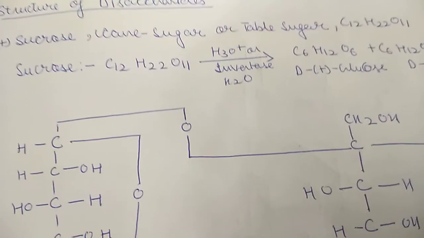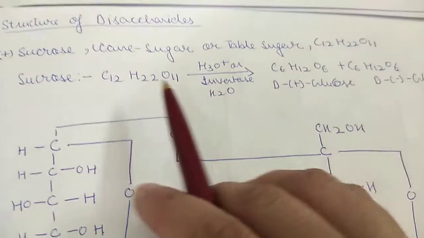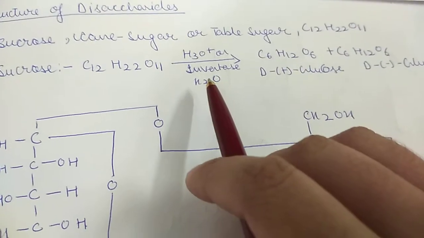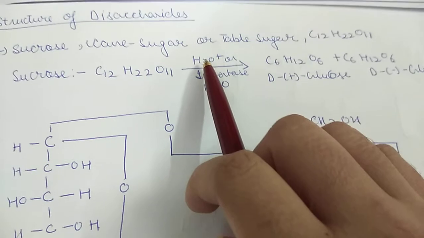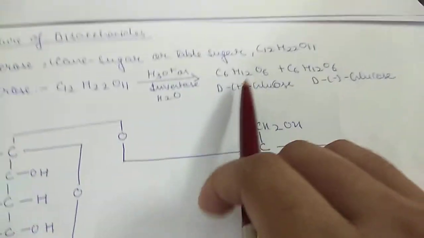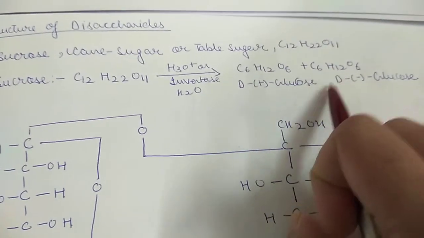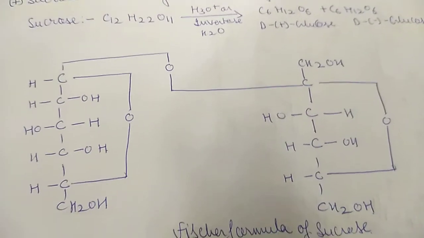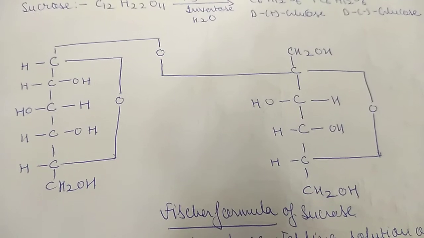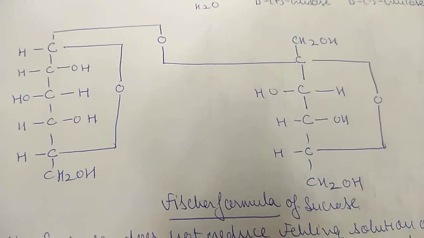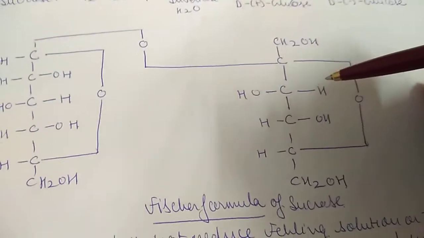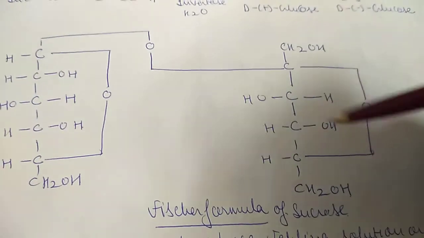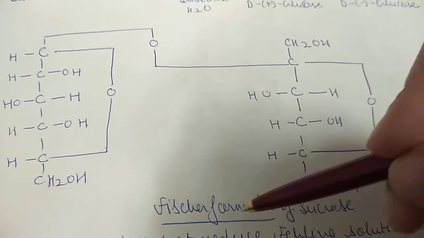C12H22O11. Sucrose, if it is hydrolyzed in the presence of invertase enzyme or in the presence of acid, gives us D plus glucose and D minus fructose. So we will study today what the structure of this sucrose is. This representation of the structure of sucrose is on the basis of the Fischer formula.